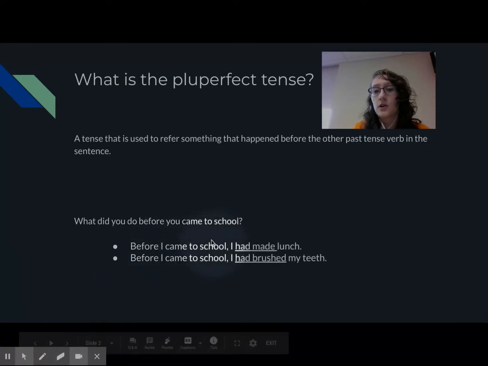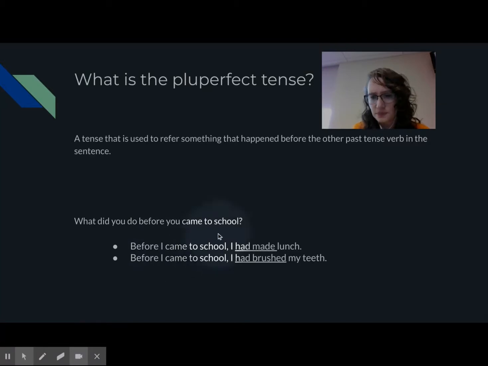Before I came to school, I had made my lunch. So that part gives us some sort of linear timeline. Although in actual order, it looks like I came to school and then made my lunch. If you actually read this in an English context, we see that that's not actually what happened. Before I came to school, I had made my lunch, meaning before I came to school, my lunch was made. So this is an example of the pluperfect tense. So an action that was completed in the past before the other past tense word.